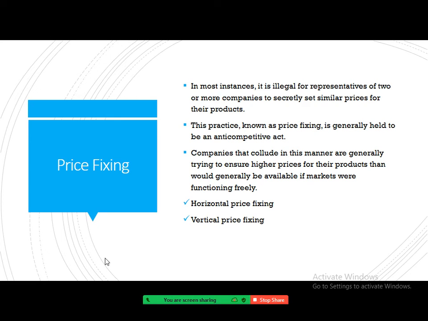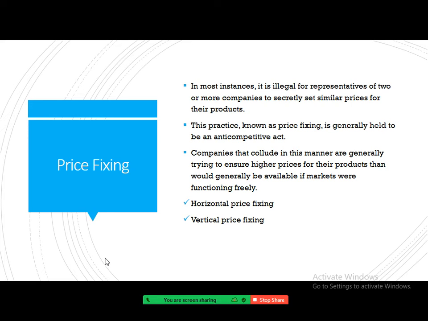The term horizontal applies in this instance because Procter and Gamble and its co-conspirators all are at the same supply chain level. That is, they are all manufacturers. Vertical price fixing occurs when the manufacturer conspires with its wholesalers and retailers, that is, channel members at different levels from the manufacturer, to ensure certain retail prices are maintained.